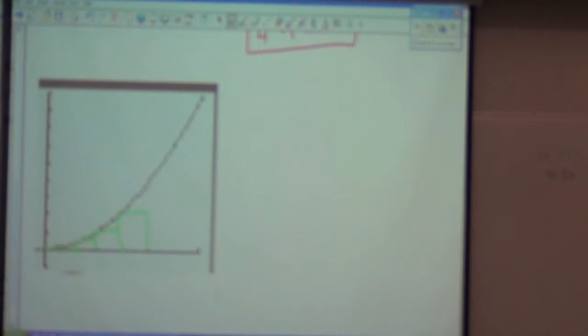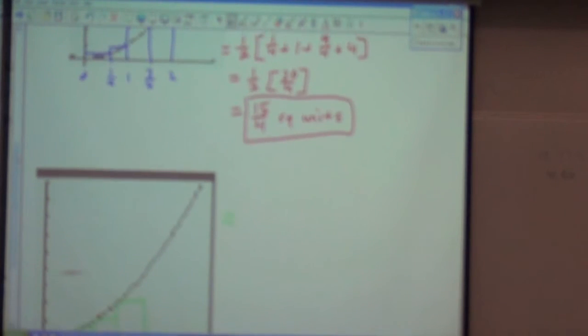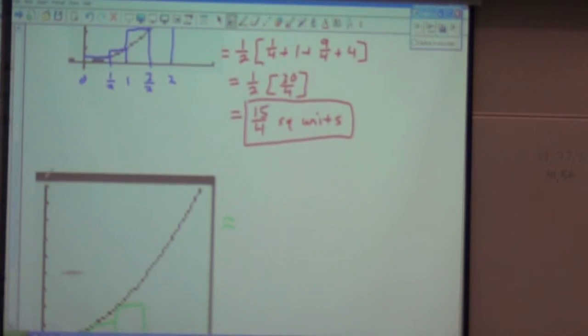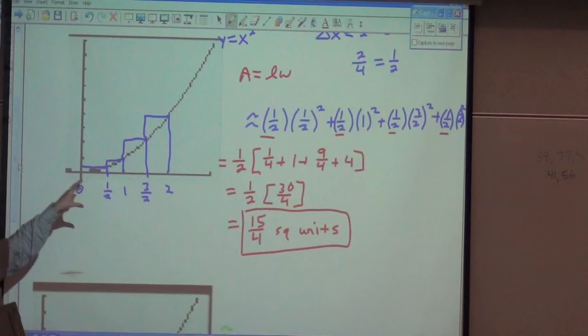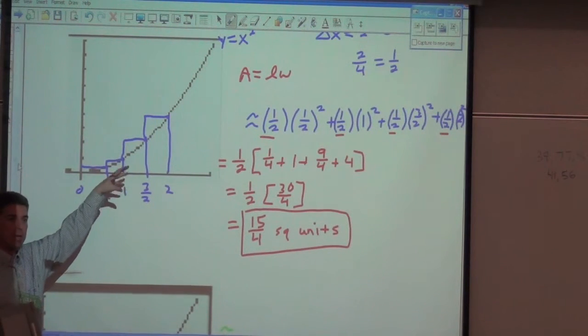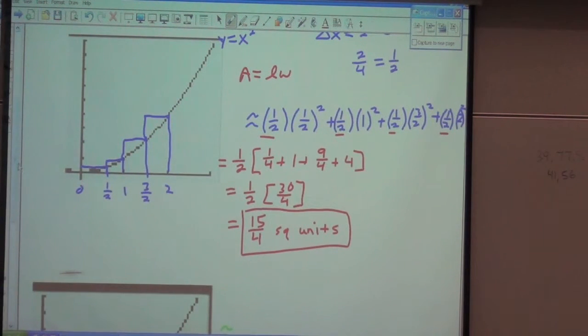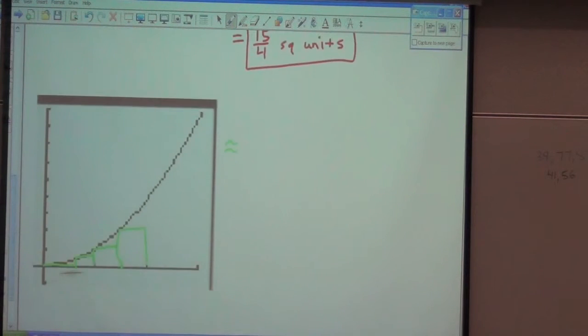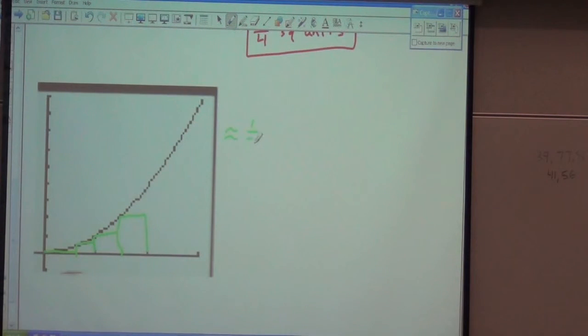But to find this, in this one, every rectangle, the base is going to be a half, right? You notice how when we did this before, we could factor out that 1/2. Let's go ahead and do that. Instead of doing a half times an x squared plus a half times an x squared, let's factor out that change of x, or all the widths. All the widths are a half. Then all we have to do is add up the heights.